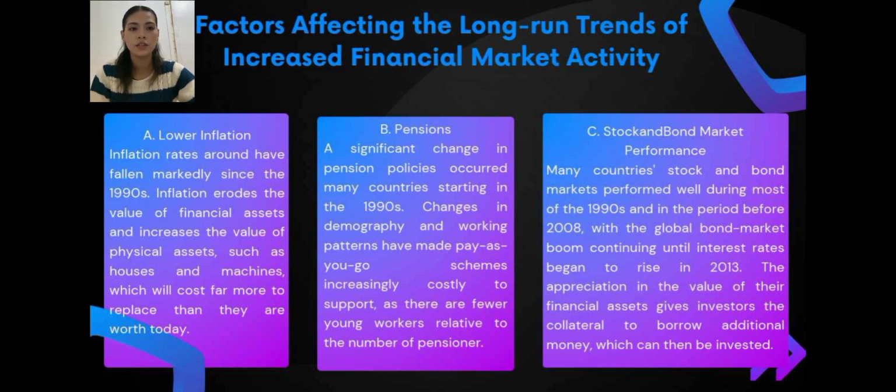Next is the stock and bond market performance. Many countries' stock and bond markets performed well during most of the 1990s and in the period before 2008, with the global bond market boom continuing until interest rates began to rise in 2013. The appreciation in the value of their financial assets gives investors the collateral to borrow additional money, which can then be invested. When stock and bond portfolios generate income to investors, capital is secured since it produces a steady income. It allows investors to invest more, thereby increasing return.